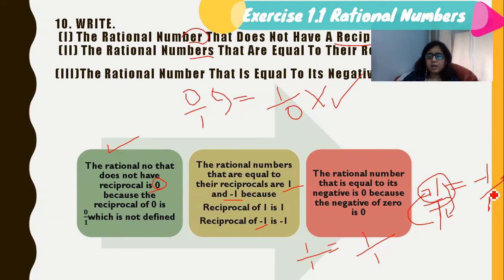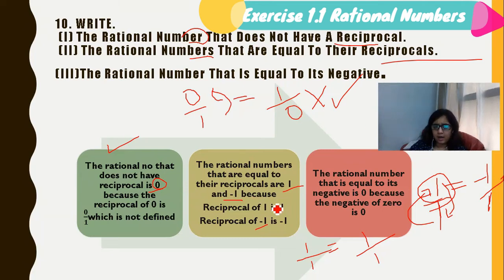So there are two numbers that are equal to their reciprocal, 1 and minus 1, because when we find the reciprocal of these two numbers, we get the same answer. So our answer will be 1 and minus 1. These are the two rational numbers which are equal to their reciprocals.